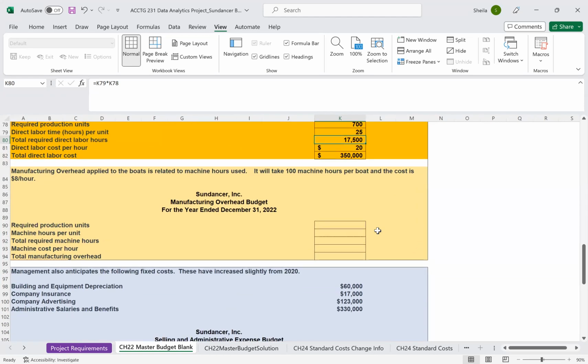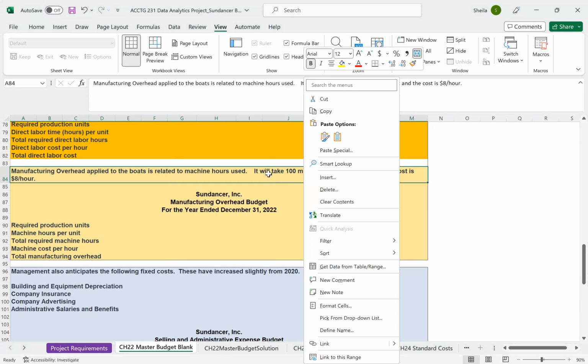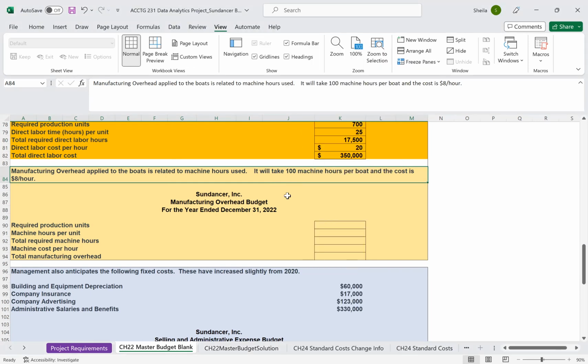And then finally, manufacturing overhead. So at this point, we've spent a lot of time on manufacturing overhead. So we're just really looking at the budget. So we're not going to have to recalculate manufacturing overhead applied or anything like that. We're just taking into account the totals that we already know. So it's based off of machine hours used. It's going to take us 100 machine hours per boat, and the cost is $8 an hour.